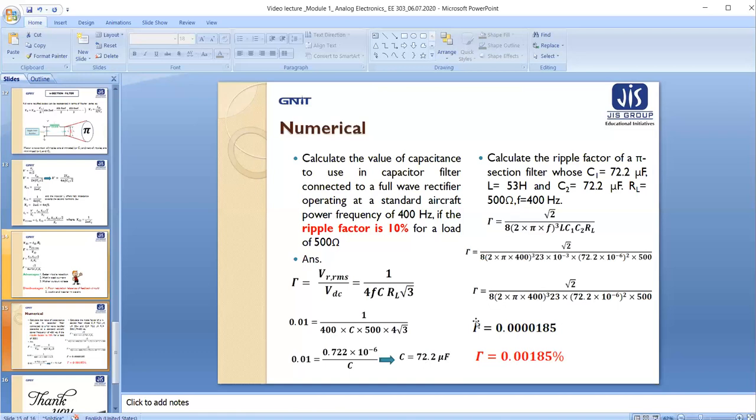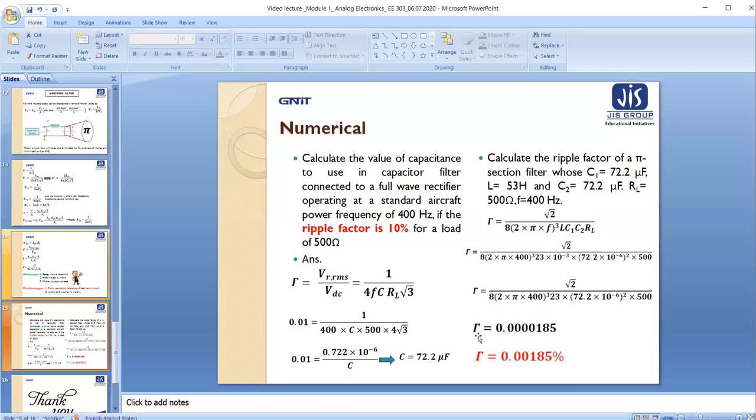The second problem is that we want to observe what is the change in the ripple factor if the filter circuit has been changed to a pi section filter. The component values will remain the same, that is C1, C2 will be 72.2 microfarad. See here, the values are the same, and there is an extra component L, an inductor of 53 Henry. The load resistance will also be the same, 500 ohm, and the frequency of operation is 400 Hz. So now gamma equals root 2 by 8 omega cube L C1 C2 RL, and omega is 2 pi f, where f is 400 Hz. So just put down the values.